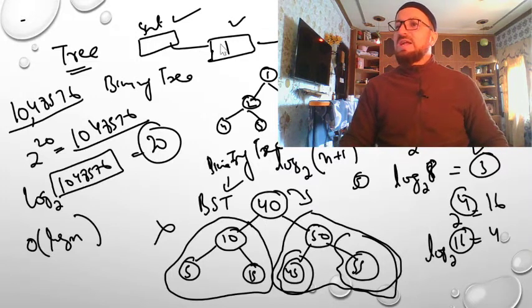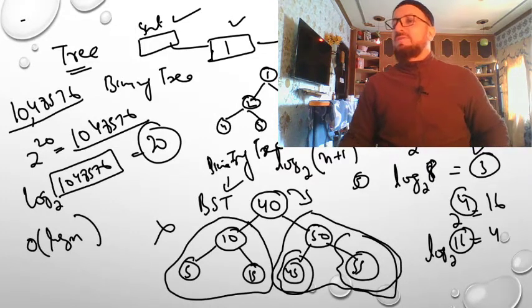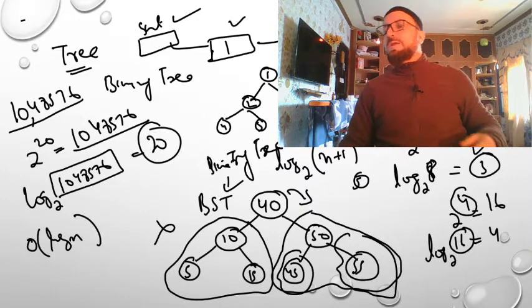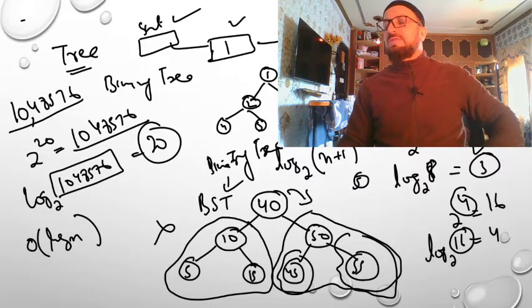But if it is in a linked list form and I got 1, 2, 3, 4, 5, 6, 7 nodes, so it will take 7 iterations at least if it is a worst case, okay, to find it. Do you understand? Not at least, at max I'm saying, because if it is a worst case, you are finding the last node.